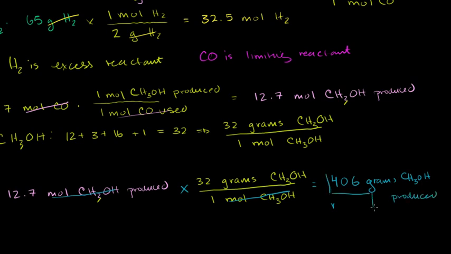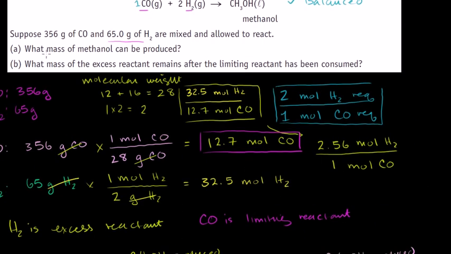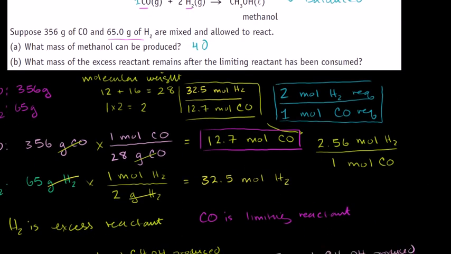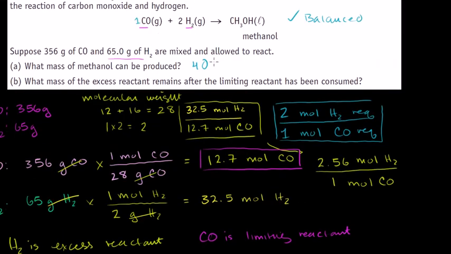So I think that was the first part of our question. What mass of methanol? That's 406 grams. And then they ask what mass of excess reactant remains after the limiting reactant has been consumed. Now, there's a couple of ways you can do this. The easiest way to think about it is that the mass has to be conserved.